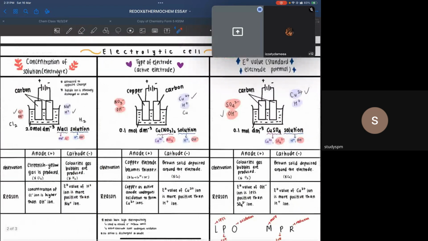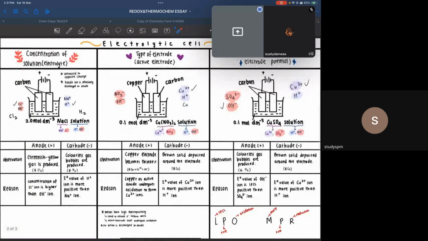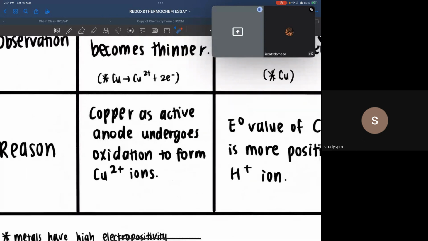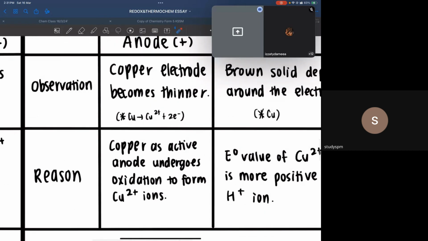My teacher was a chemistry SPM marker for 10 years plus. So memang I learned under her, and all my answers are based on the standardized SPM marking scheme. So you guys can trust, okay? So the reason, okay, how to write?